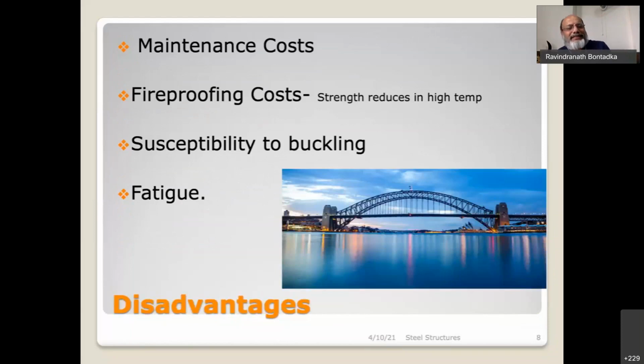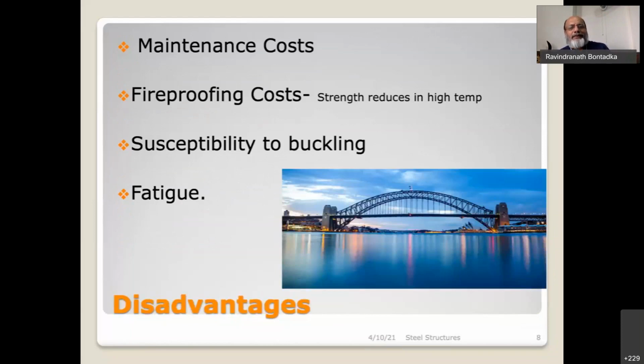Disadvantages for these steel structures: one is the maintenance, because every steel structure needs to be maintained. Corrosion is the biggest thing. And then also maintenance in terms of, if it is a bolted connection, we'll have to check the strength of the bolt over a period of time. All those maintenance requirements are one of the disadvantages.